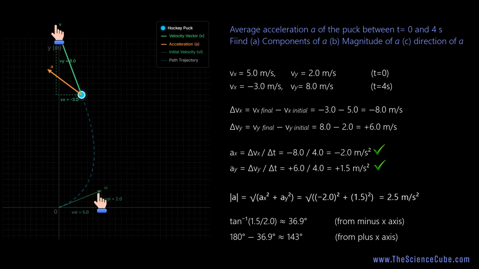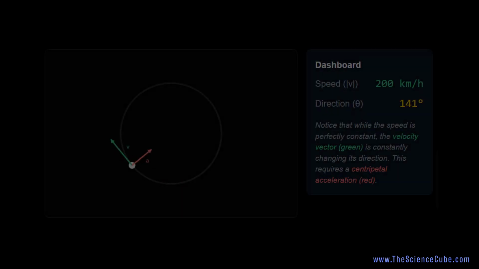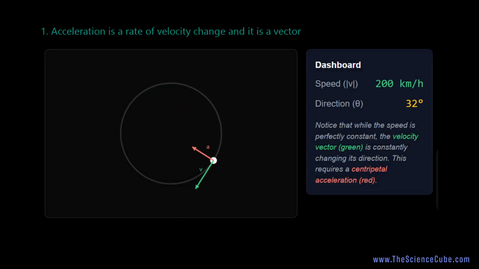So the puck's average acceleration has magnitude 2.5 meters per second square and points at about 143 degrees from the plus x axis. So here are the 4 key takeaways for this lesson. 1. Acceleration is the rate at which velocity changes, and velocity is a vector. If the direction changes, the velocity has changed and the particle is accelerating, even if the speedometer never moves.